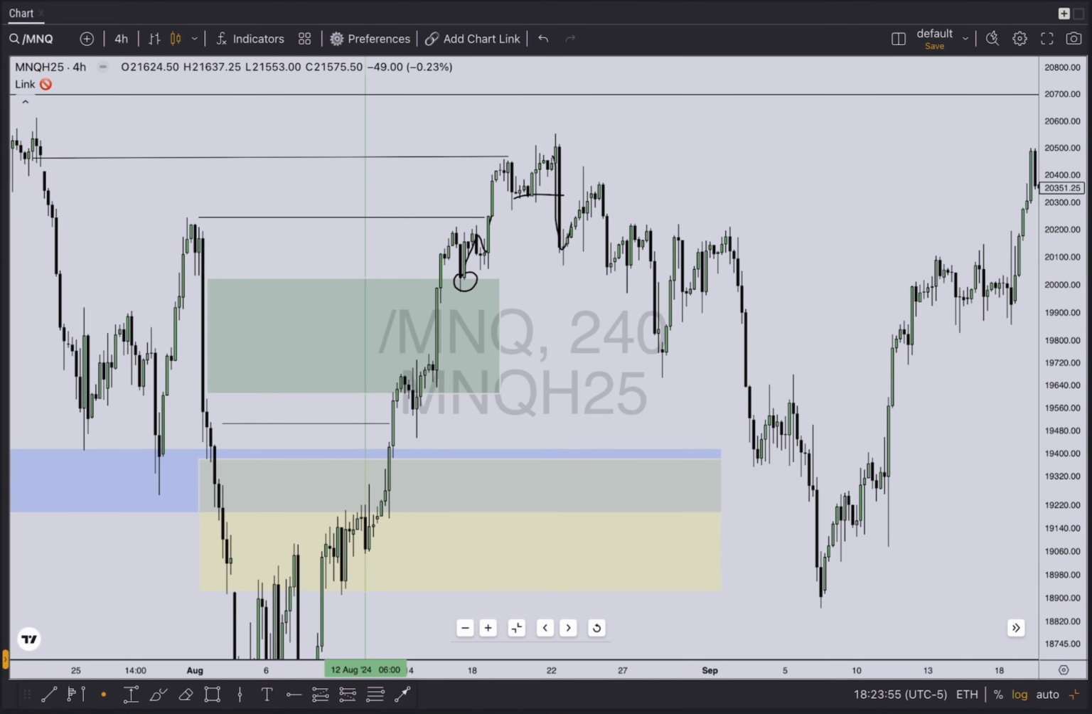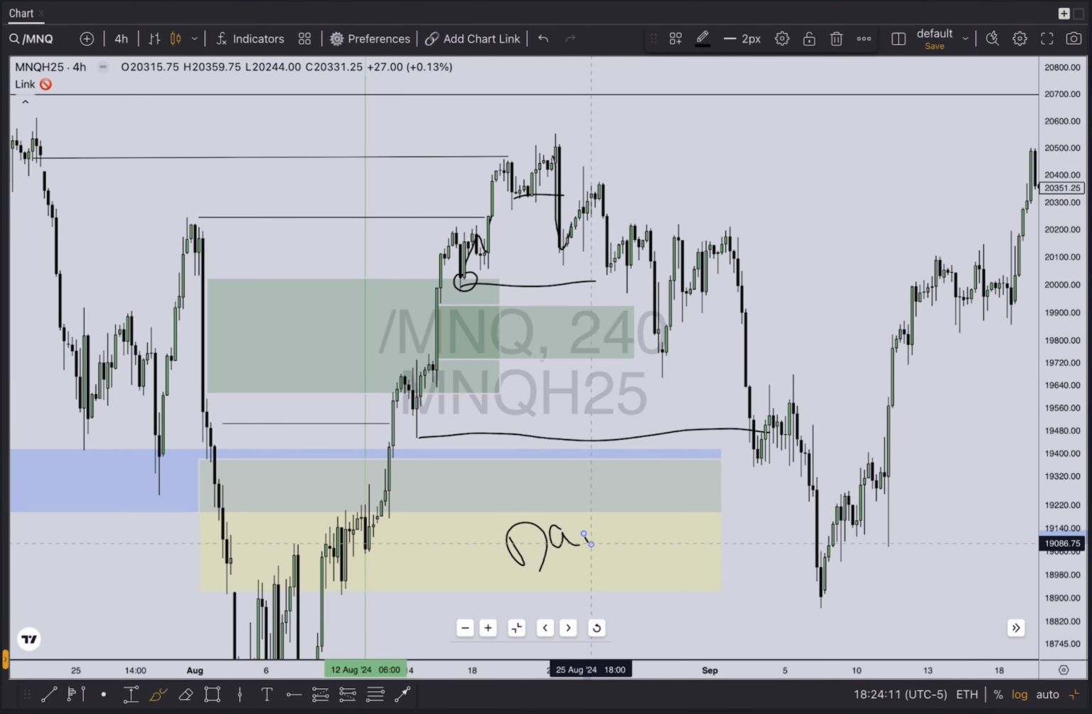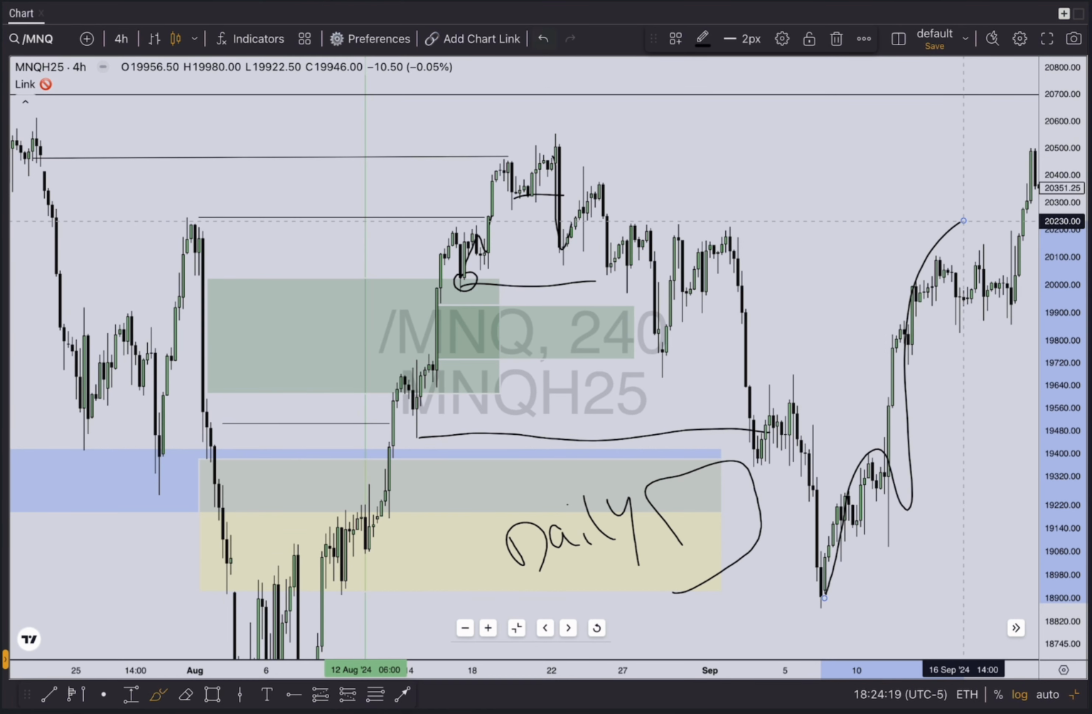Where might we go? We have this 4 hour inefficiency that is very clear with sell side resting below it. We have this sell side with a daily right here. This is the daily. If you guys remember, daily inverse now. You can see how price came in, filled it, and then handsomely just reversed from there, right?